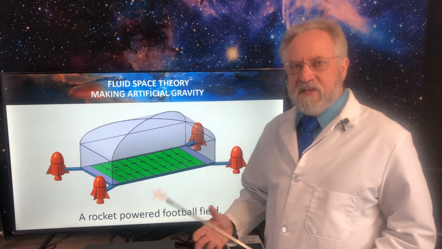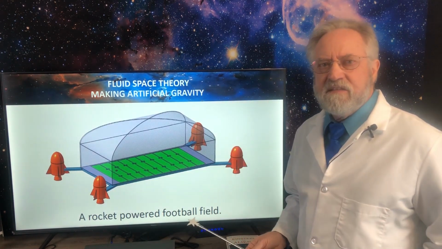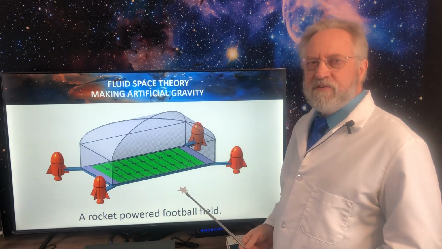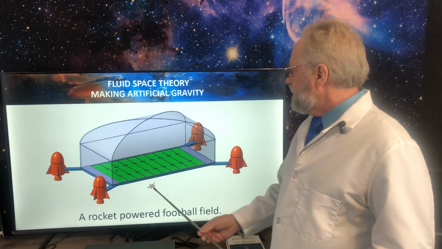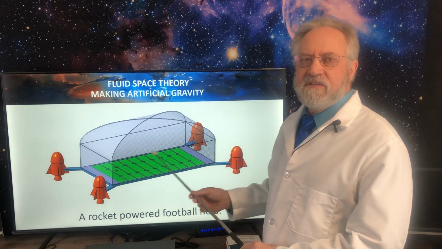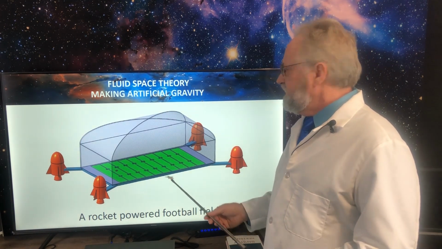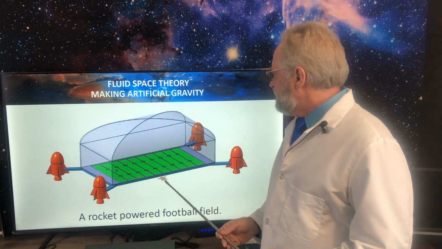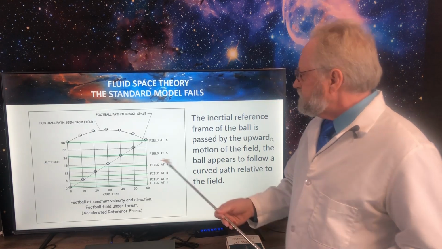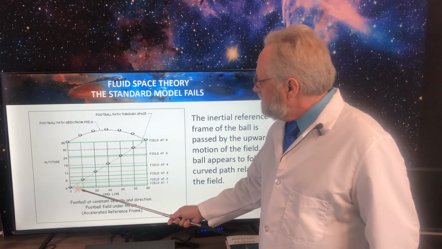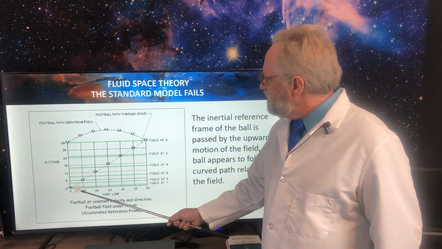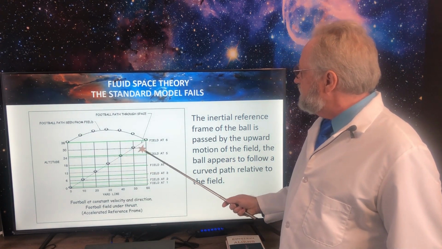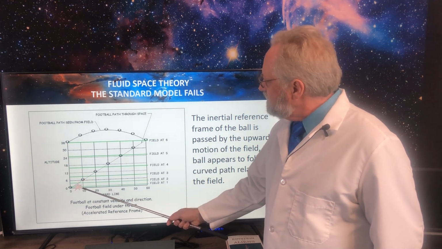And to try to make this a little clearer, I've invented a rocket-powered football field. Right now the rockets are off, so anyone on the field or in the dome would feel weightless. It's an inertial reference frame. And we have a ball on about the 15-yard line. If someone throws the ball while it's in an inertial reference frame, the ball will move in a straight line at a constant velocity. I've charted that out on this graph.